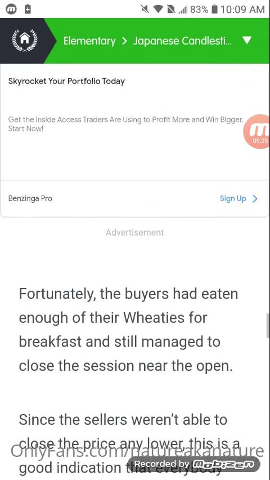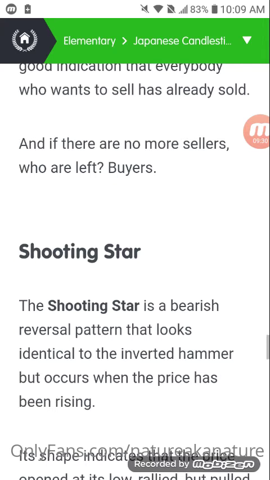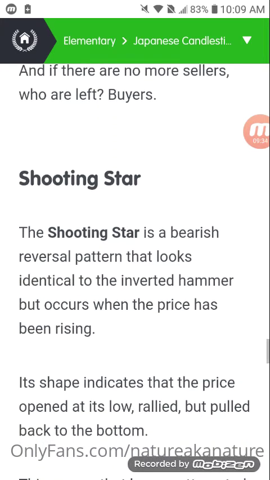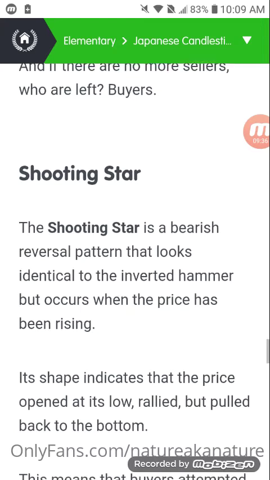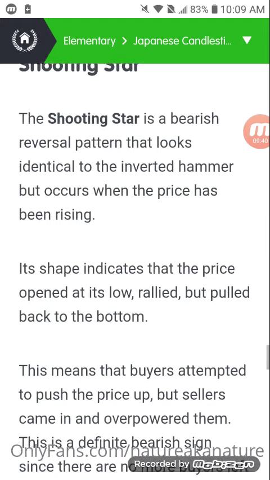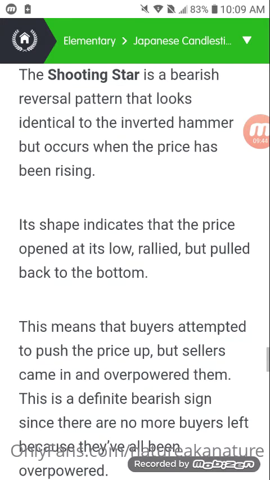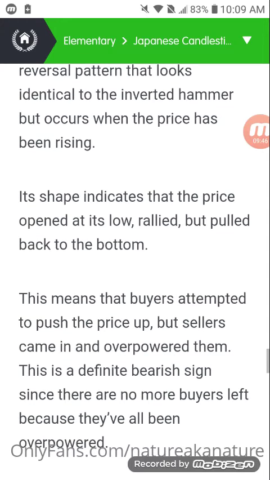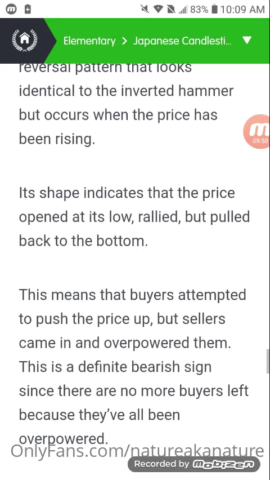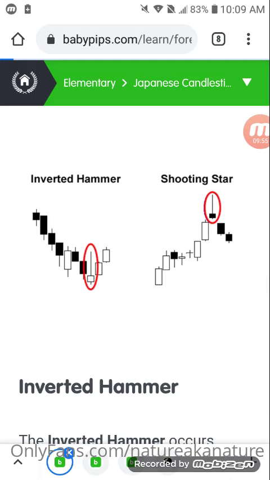A shooting star occurs when price has been rising. Its shape indicates that price opened at a low, rallied, and then pulled back down to the bottom. This means that buyers attempted to push the price up, but sellers came in and overpowered them. This is a definite bearish sign, since there are no buyers left because they have been overpowered. So this is what a shooting star looks like.